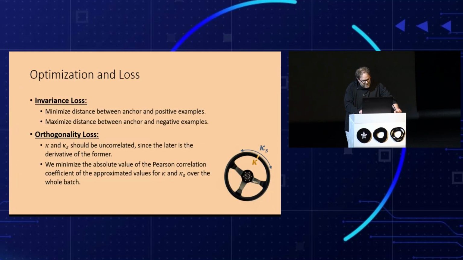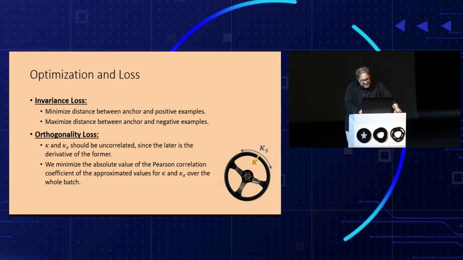And now, what is the loss? We have two losses here. The first I call the invariance loss, which is a kind of contrastive loss, where we want to minimize the distance between the anchor and positive examples and maximize the distance between the anchor and the negative examples. That is what makes our network really learn the differential invariance, those local invariant properties.